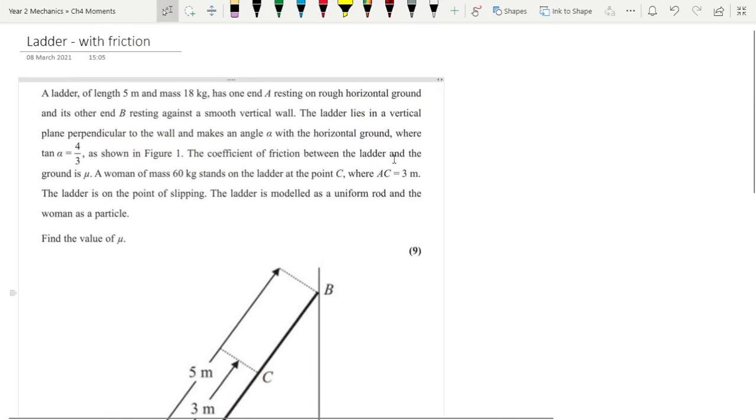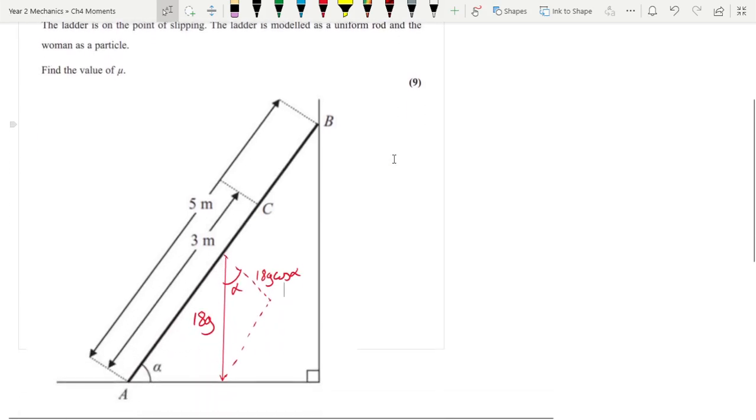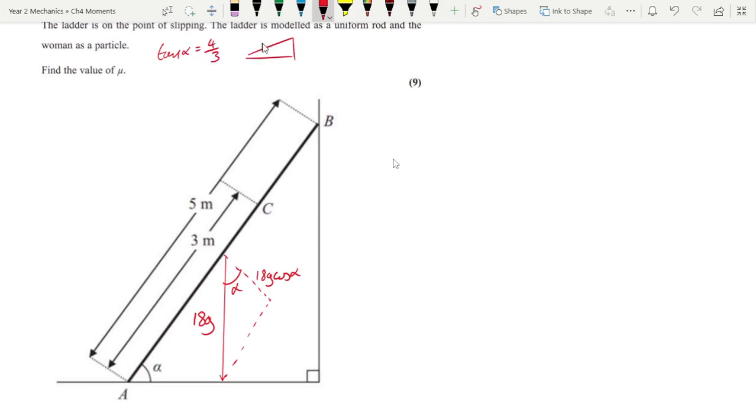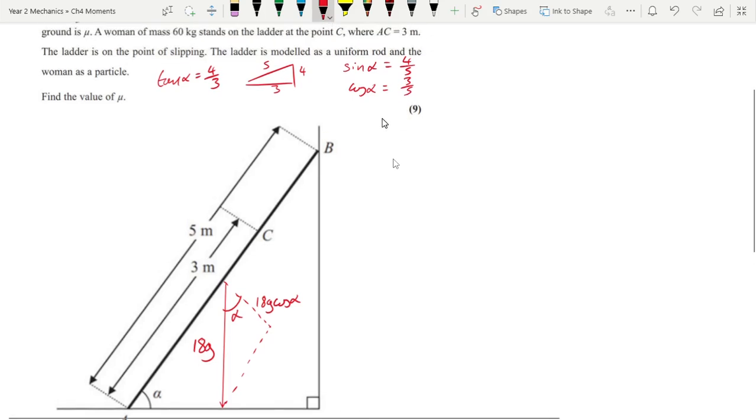And then we're told tan alpha is 4/3, and we've dealt with this sort of thing before. So tan alpha is 4/3, so we can draw a little triangle like this. Opposite over adjacent, so this is 5. So sine alpha is going to be opposite over hypotenuse, so that's 4/5. And cos alpha is adjacent over hypotenuse, which is 3/5. Just so we've got those there for later.